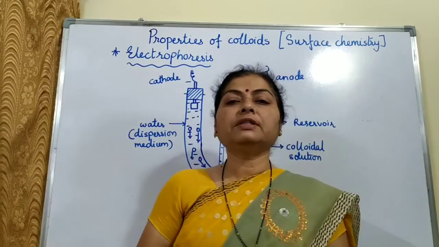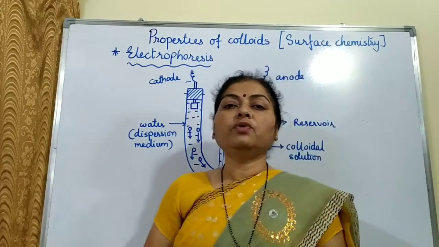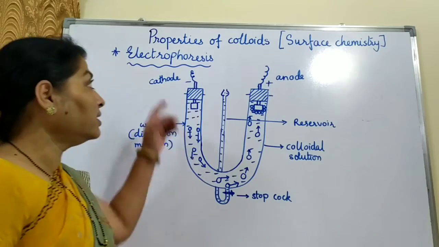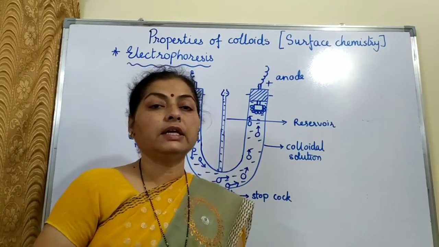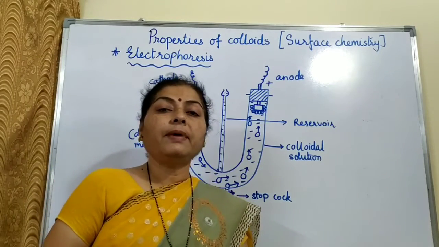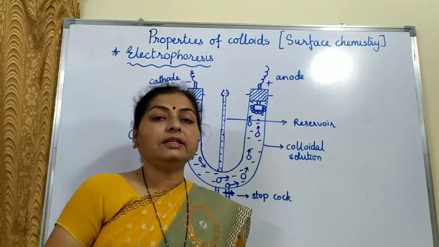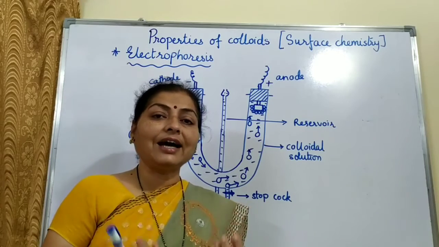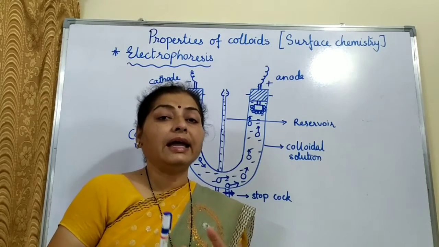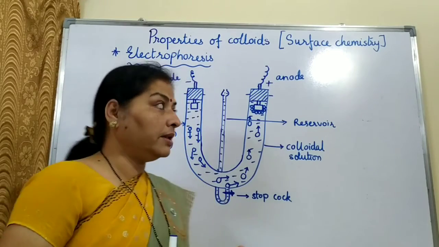The next topic of the chapter, surface chemistry, properties of colloids, which was continuing before this lesson, is electrophoresis. Before this we have already seen that colloidal particles have charge on them, and that charge is responsible for the stability of the colloids. As the charge on all the particles is the same, the particles do not come close to each other to form bigger aggregates or precipitates, and that is why colloidal solutions are stable.